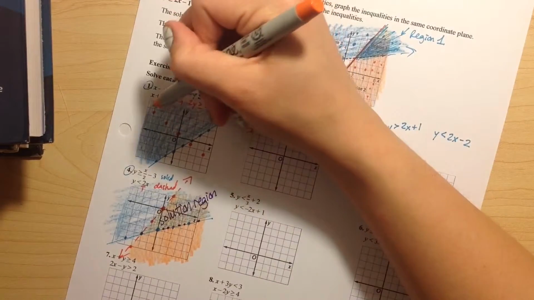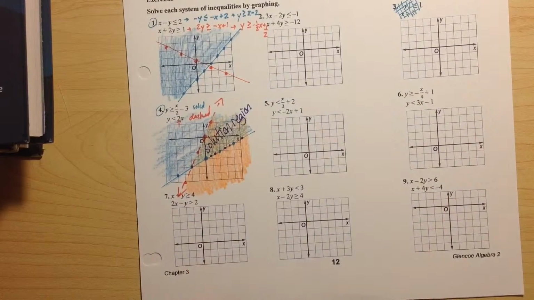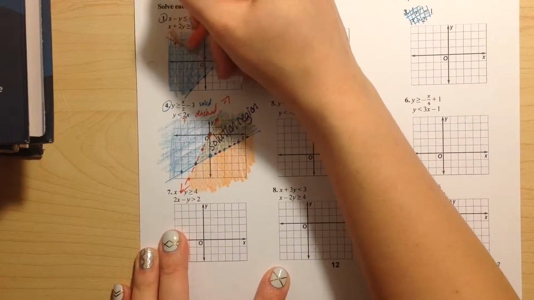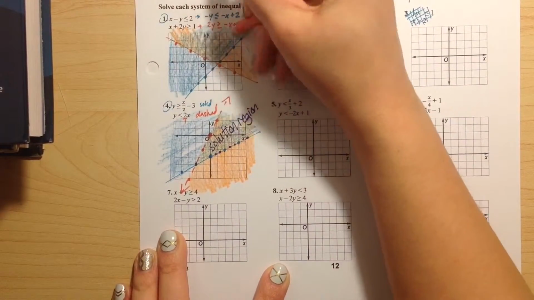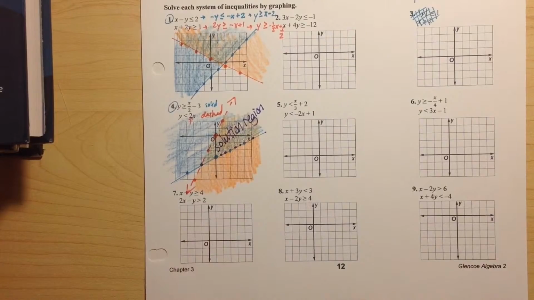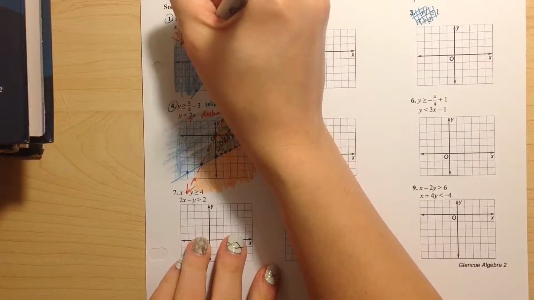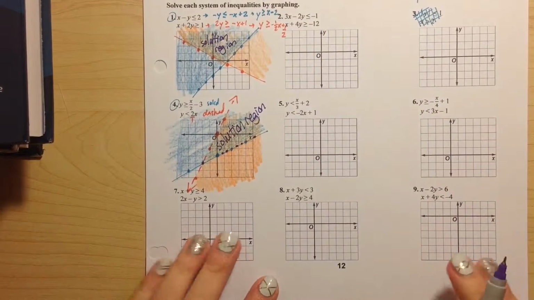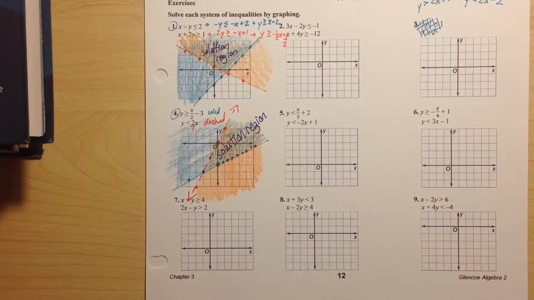This also is a solid line. That one is a greater than as well, so I'm going to be shading above. And I see the overlapping region right there. So this right here is my solution region. There we go. So wherever both of the answers are at the same time.